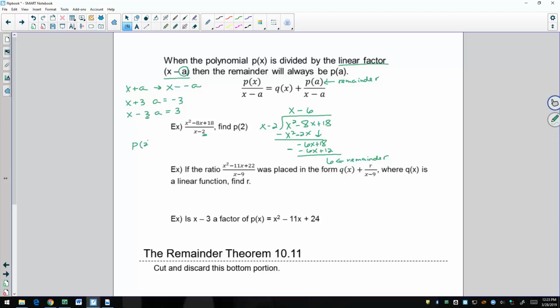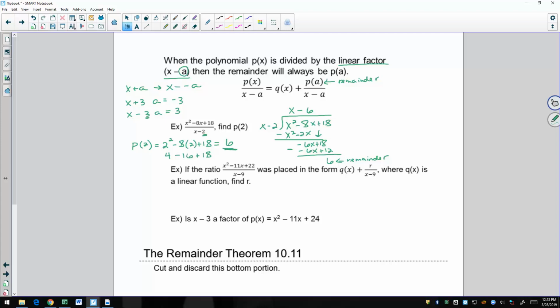So P of 2 into the top of what I'm dividing into, that's your P of x, right? P of x is only what's on top. So I'm going to plug in 2 into the top. So that's 2 squared minus 8 times 2 plus 18. Well, if you evaluate that, that's 4 minus 16 plus 18. So 18 minus 16 is 2 plus 4 is 6.